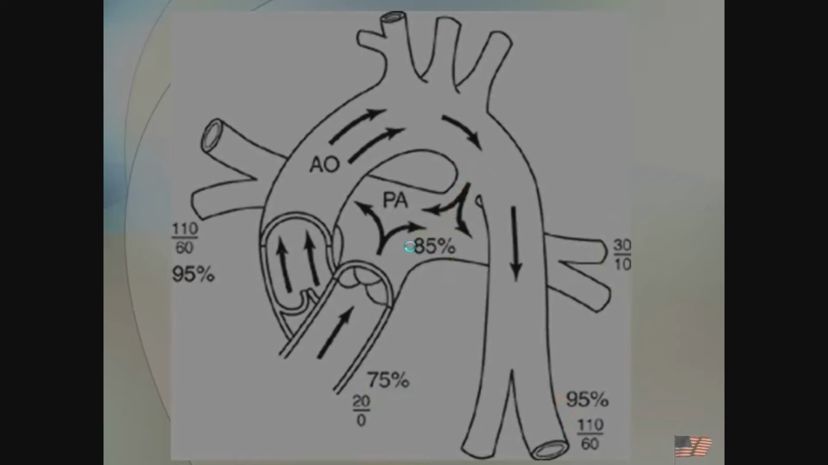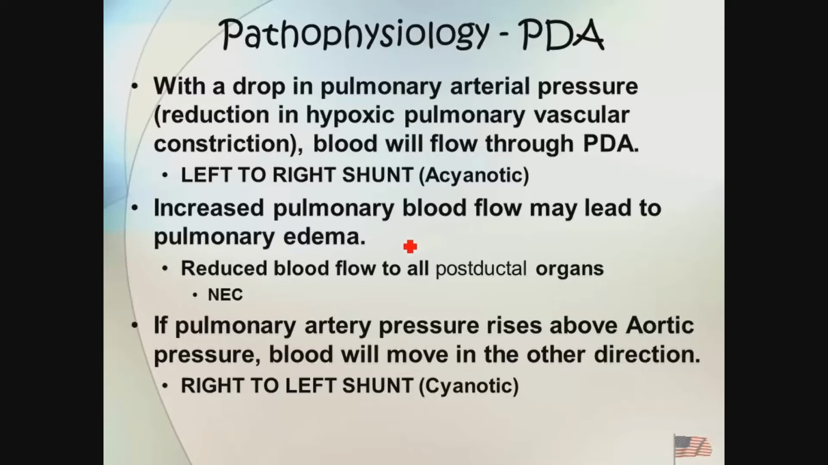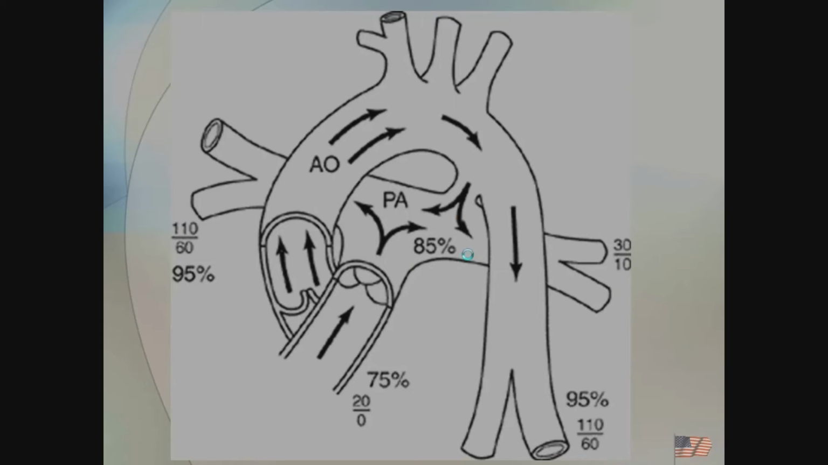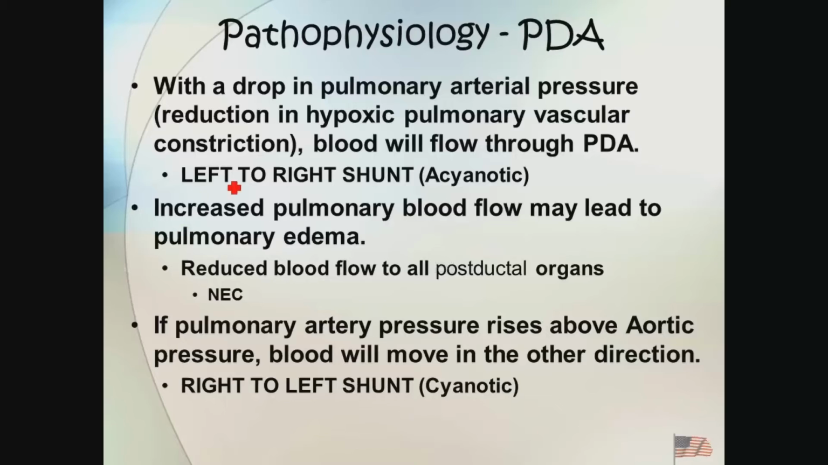But that's not the normal process that goes on when we have a patent ductus arteriosus. When I have a drop in the pulmonary artery pressure, secondary to that pulmonary vasculature dilating, if the PDA remains open, as we saw in this last slide, you're going to have that aortic blood mixing in, and in that case, it's going to be a left to right shunt, and the baby's going to appear acyanotic.